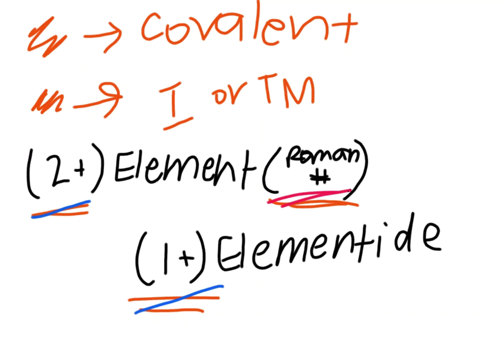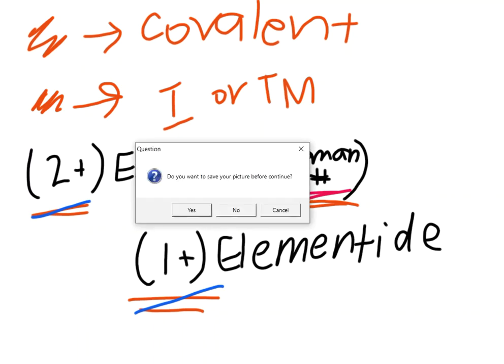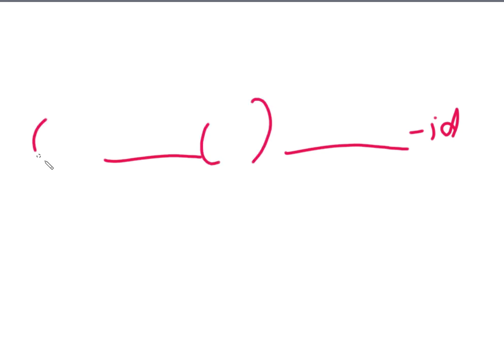So, when we name, let me just do an example really quickly. When we name, the first word is the element with no changes, and the second word is the second element, but with the suffix IDE at the end. It doesn't matter if it's covalent or ionic. That's how it looks. And then you have your parentheses between if it's covalent. So let's do a quick example.